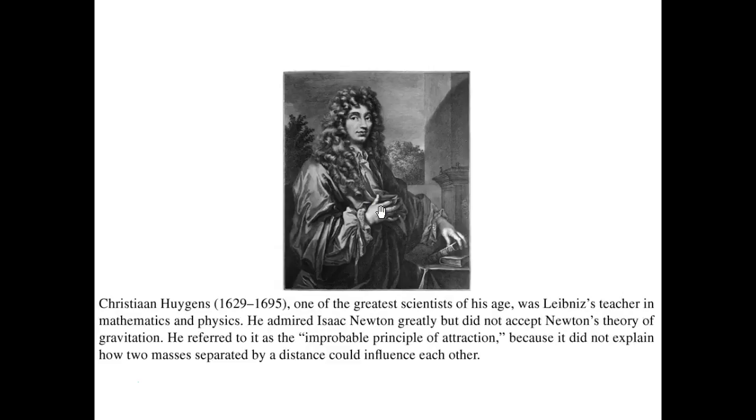So Huygens, one of the greatest scientists of his age, was Leibniz's teacher in mathematics and physics. He admired Isaac Newton greatly, but did not accept Newton's theory of gravitation. He was wrong there. He referred to it as the improbable principle of attraction, because it did not explain how two masses separated by a distance could influence each other. It was improbable, but it worked.